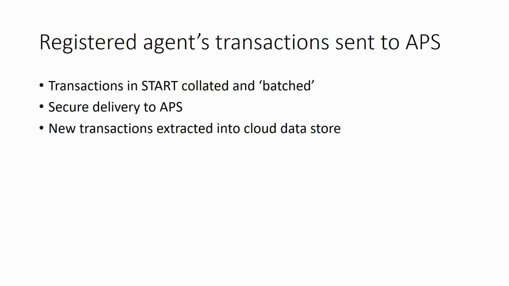Once your agent's client list ID is registered with IRD, IRD will collate all transactions held in START for the tax types you have linked to your clients and batch them up for secure overnight delivery to APS. After the initial collection by IRD, subsequent daily files will include just those new IRD transactions that have not previously been delivered to APS.